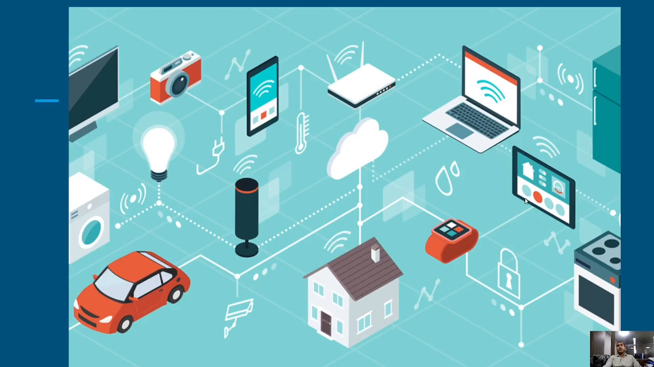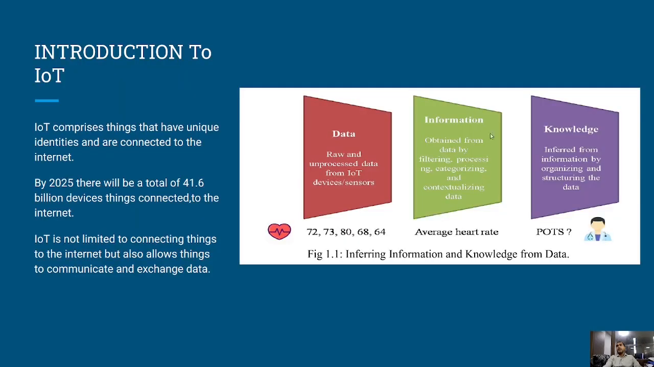So this is how the IoT system actually operates. These things from which we will be collecting the data can be a simple car, a smartphone, or any other home appliances, or a wearable gadget. These are all sources of data from which we will be gathering the data, from which we will be extracting the information, and then some knowledge will be inferred from it.